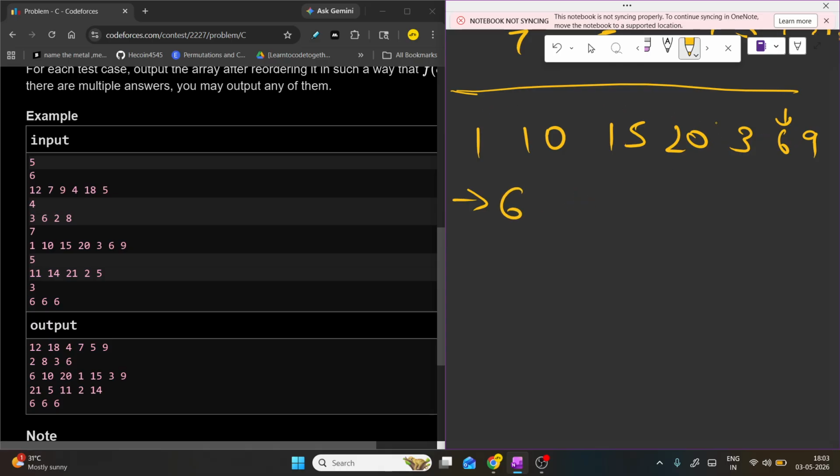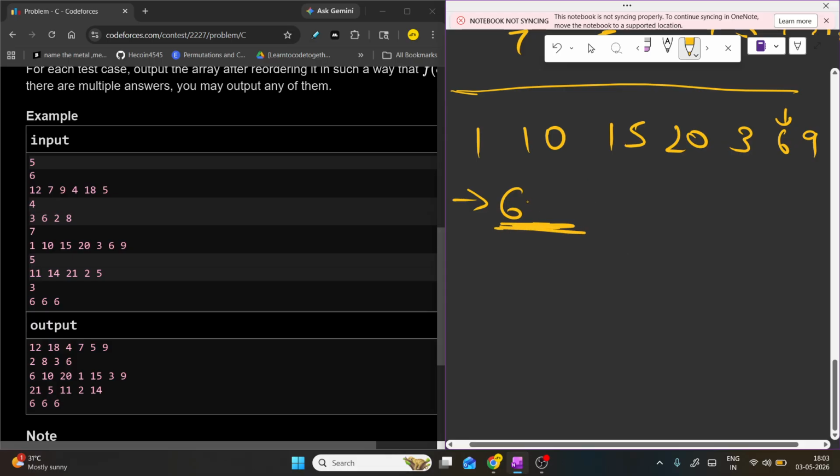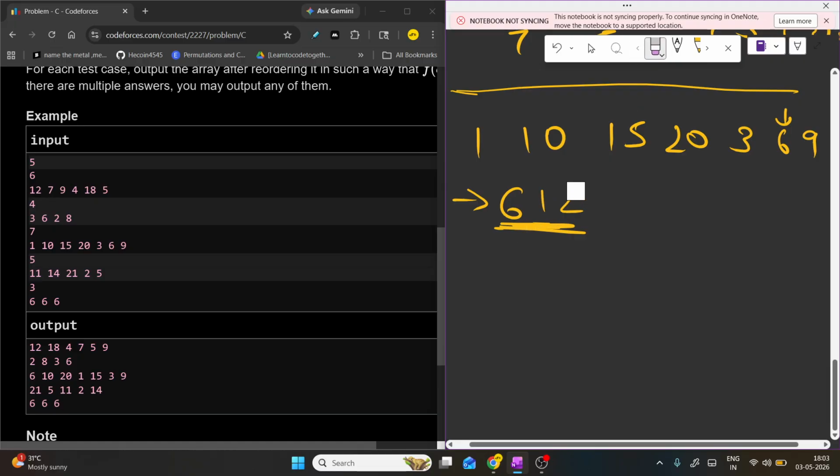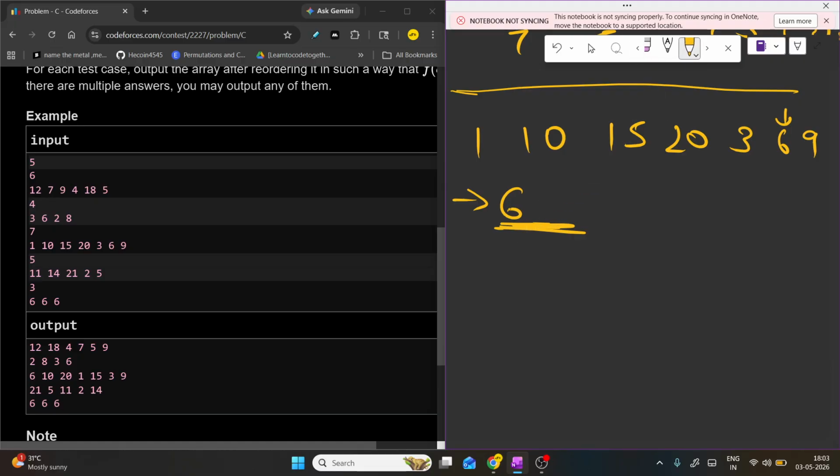And none of the other elements is completely divisible by 6. So firstly, we will take all the elements which are completely divisible by 6 and we will put them at the starting position. If there are more such elements, let's say 12, which is completely divisible by 6, then we will put it at the starting position as well. At the end, I will tell you why we are thinking this way. So let me just remove 12.